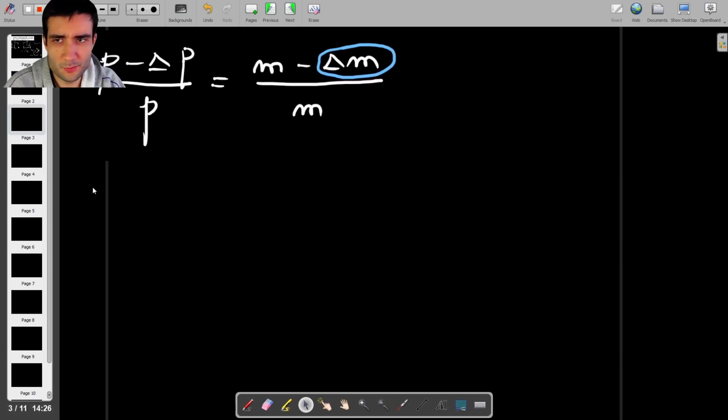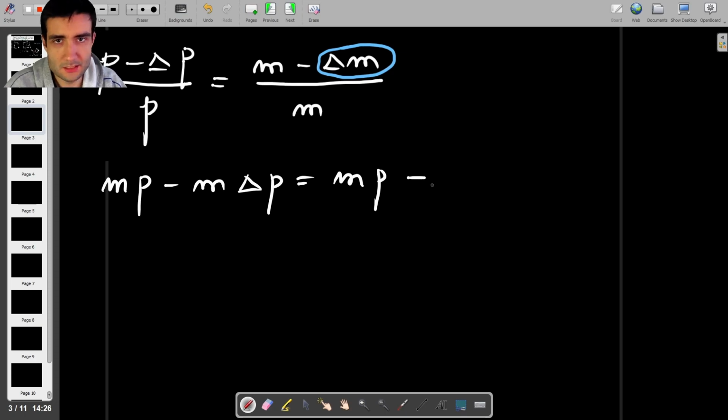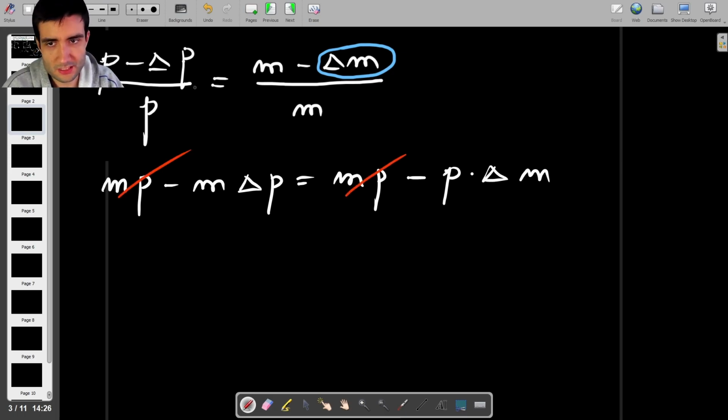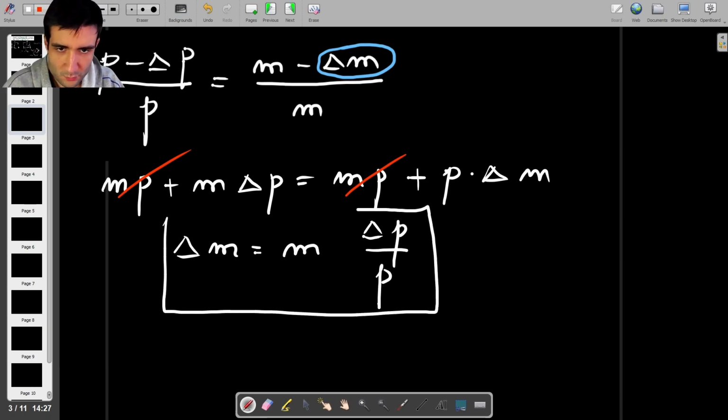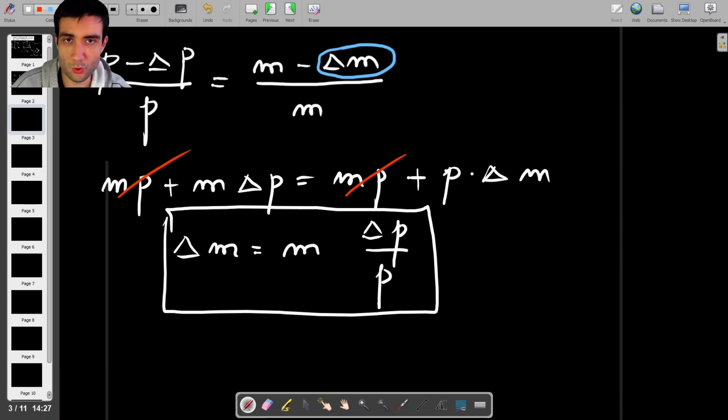Let's see how we do this. I would just cross multiply here. So we have m times P minus m times delta P is equal to m times P minus P times delta m. Mass times pressure just cancels out on both sides, and you cancel out the minuses. So you end up with delta m equal to m times delta P divided by P, which is fine, but we don't really know all the terms in here.